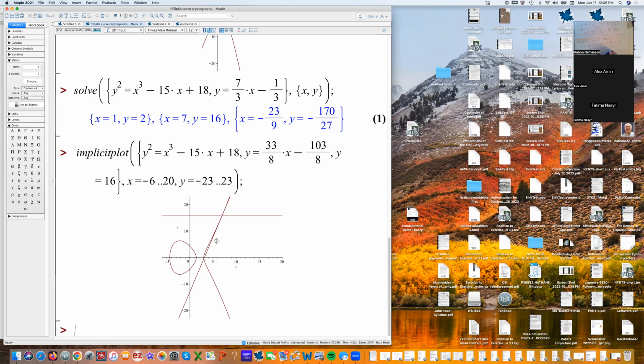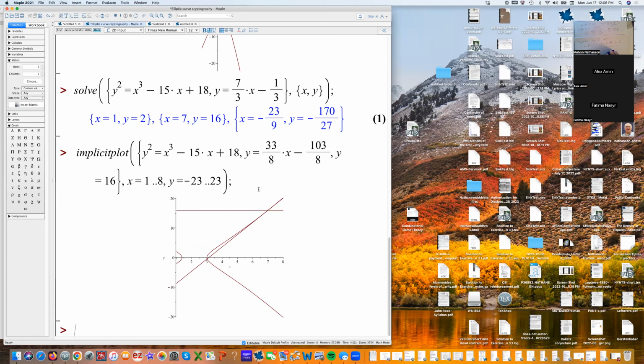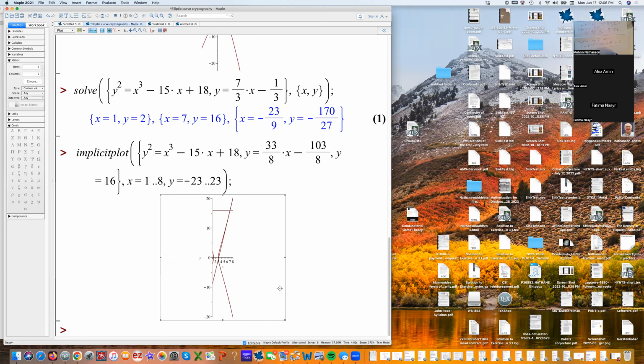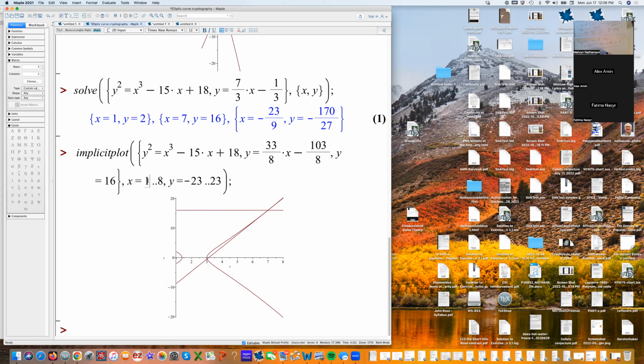It's hard to see what's going on here, so let me blow this up a little bit. Maybe I'll go from x going from 1 to 8, and see what happens. Bless you, Professor. So here's the tangent line, and it's crossing the curve right down here, close to 3 and a little bit below the x-axis. And then you reflect that, and that's what the sum will be.